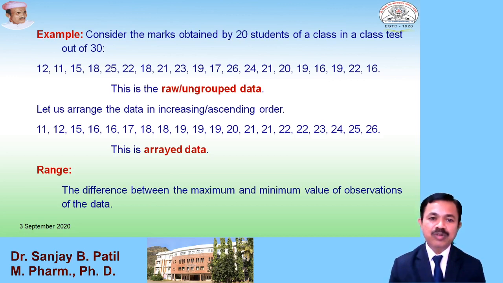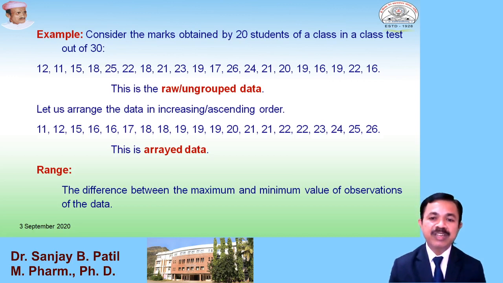So from this we can come to know which is the lowest value of the observations, which is the highest value of the observations, which observations are repeated, and how many times the observations are repeated. So raw data is converted into arrayed data for its organization, and from that we can come to know another statistical term, that is range. So what is range? Range is nothing but the difference between the maximum value of the observations and minimum value of the observations in the given data.